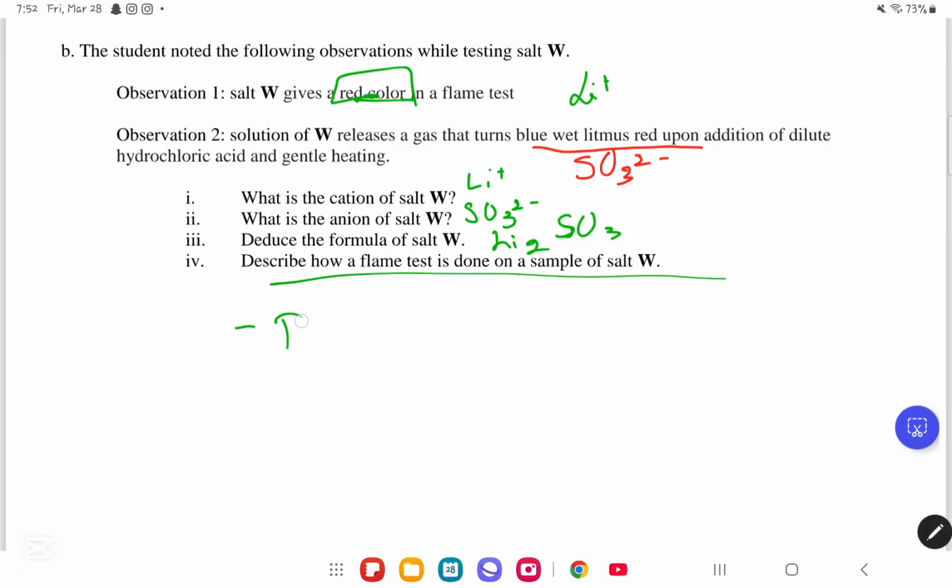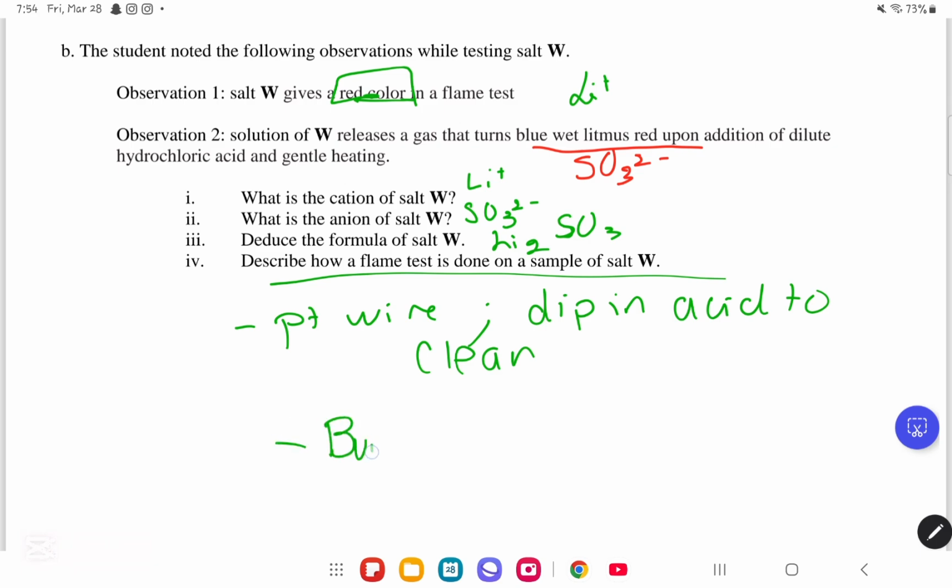First of all, we will get a platinum wire. You will clean it by dipping it in what? In acid. So you dip it in acid to clean. And then after we dip it in an acid to clean, you will put it in the Bunsen flame.